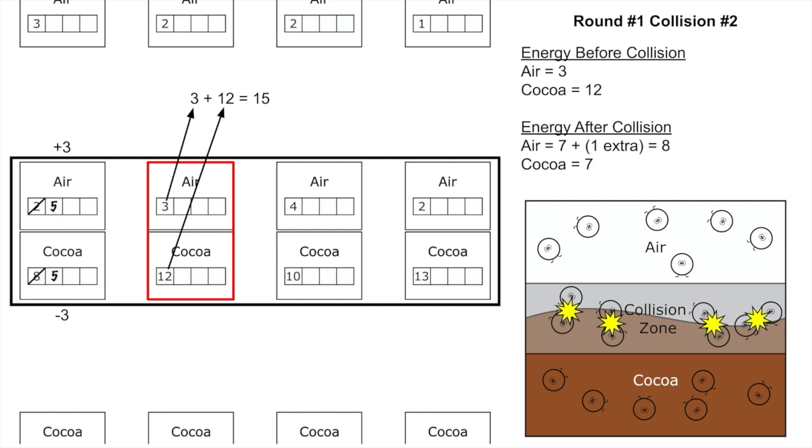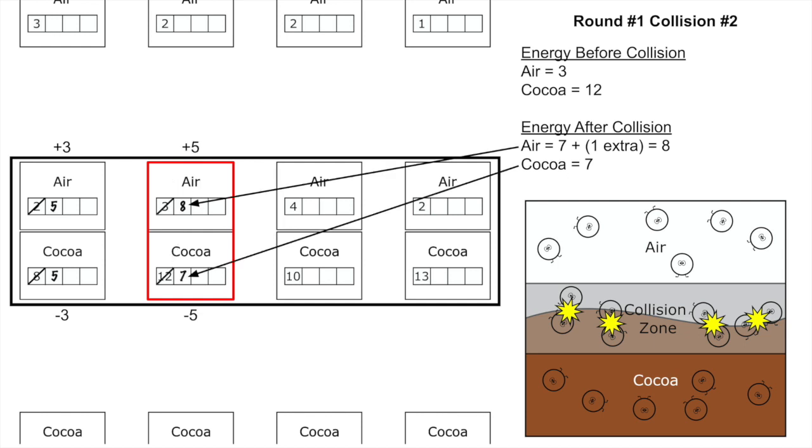The sum of the energy between the 2 molecules is 15. Because 15 cannot be evenly divided between the 2 molecules, we'll give an extra energy to the molecule that came into the collision with less energy. This keeps the math simple. For this collision, the Coco leaves with an energy of 7, and the air molecule leaves the collision with an energy of 7 plus 1 extra, which is 8. Just as before, these values are written in the first empty box on the molecule cards. During this collision, the air molecule gained 5 while the Coco lost 5.